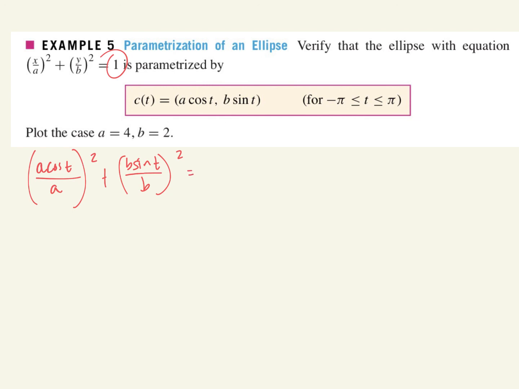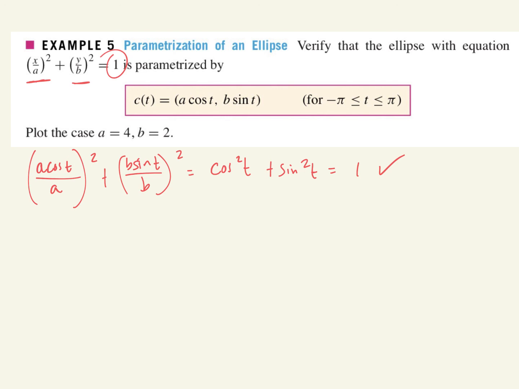So it first becomes, the a over the a can just cancel out, right? So then we first get cos squared t plus sine squared t, which of course is 1. I just replaced the x over a and the y over b with the a cos t and the b sine t. So we're good. That's just the verify step.